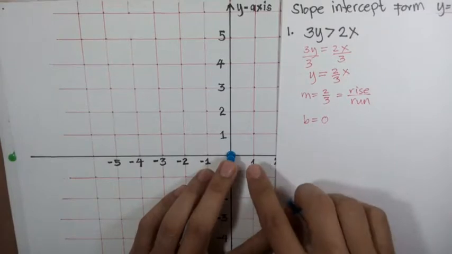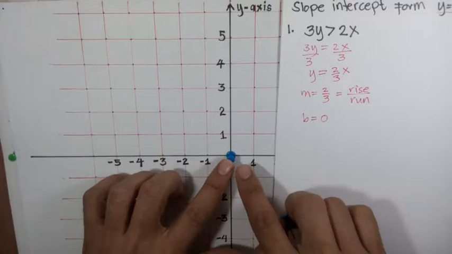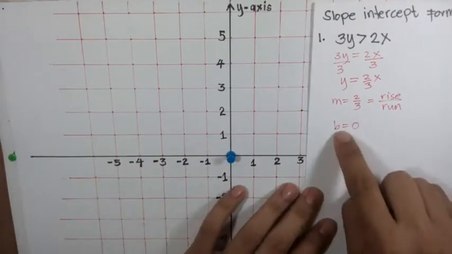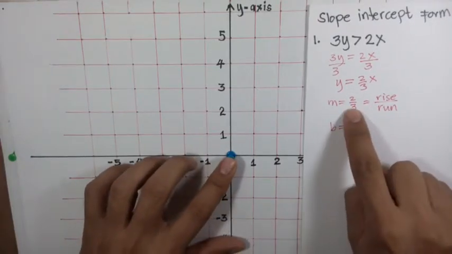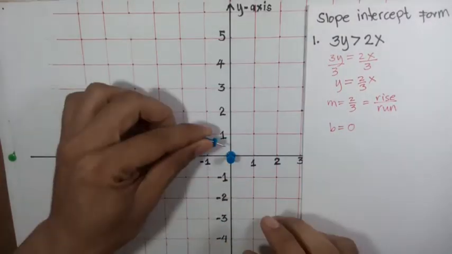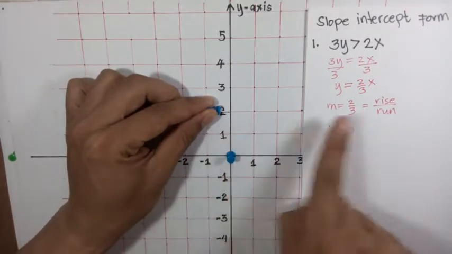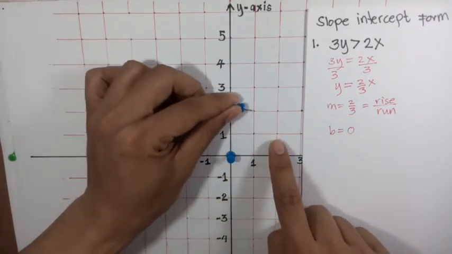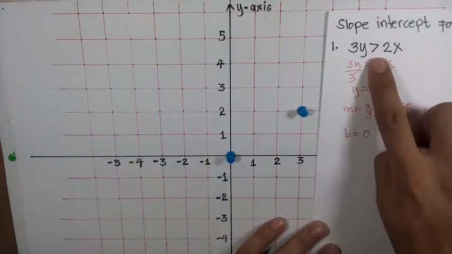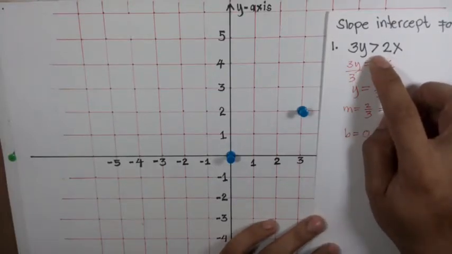Now, this is our base when using the slope-intercept form. From here, the y-intercept is 0, so you go up, since it is rise. The rise is 2, so you go up 2 units. From here, go 1, 2. And then, the run is 3. Since it's positive, go to the right. So, 1, 2, 3. Here, you connect that, but take a look at the inequality symbol. It is greater than. There is no equal symbol. So, meaning to say, the graph would be a broken line.